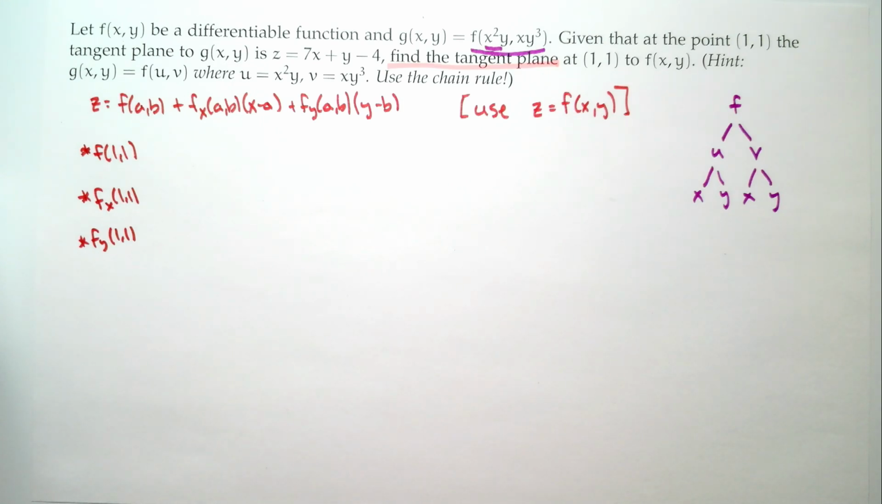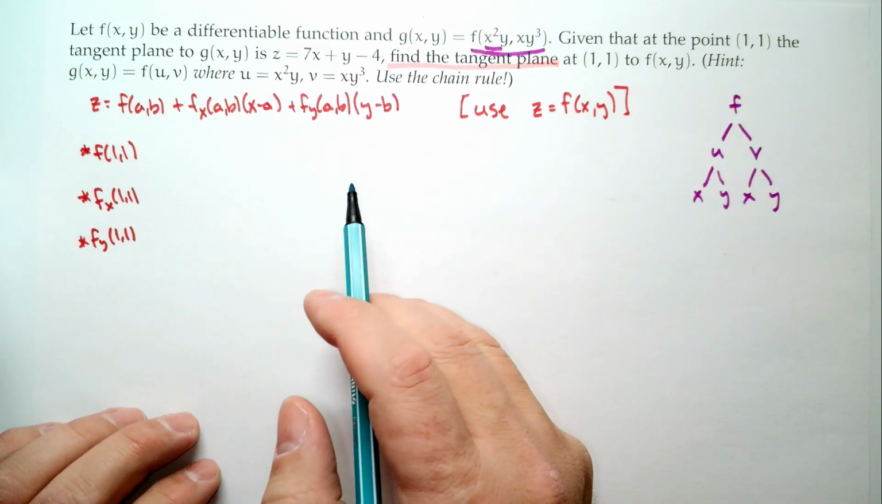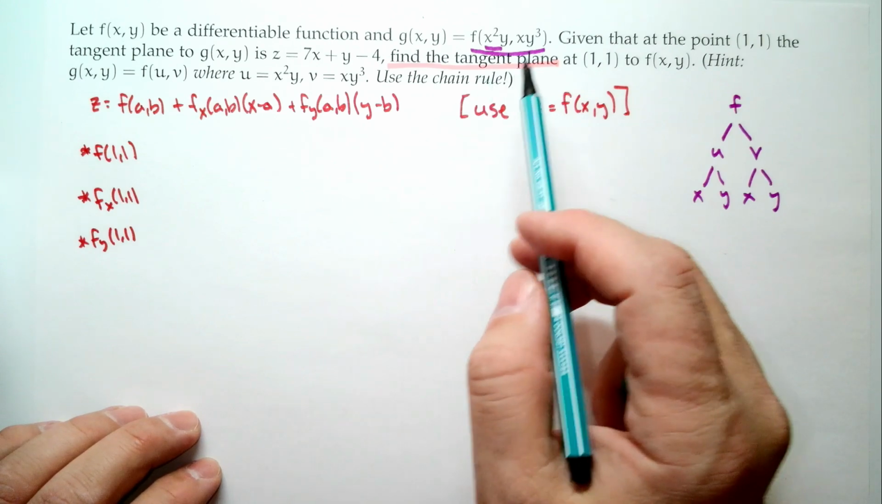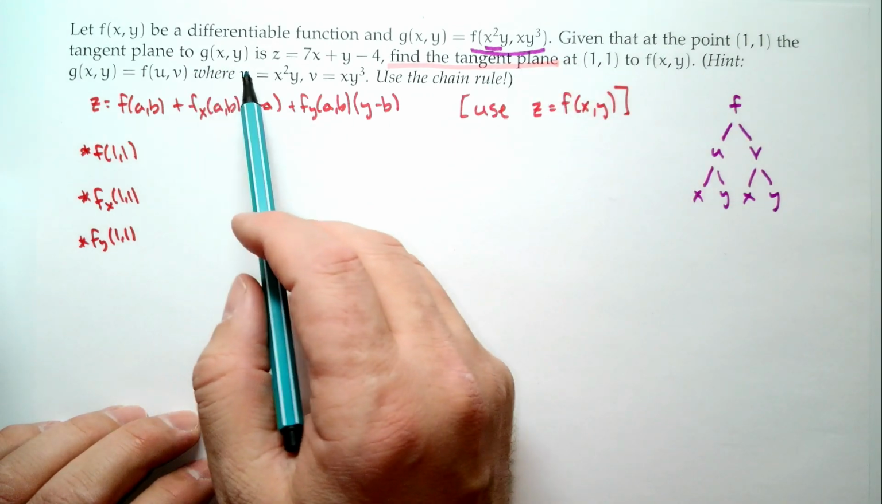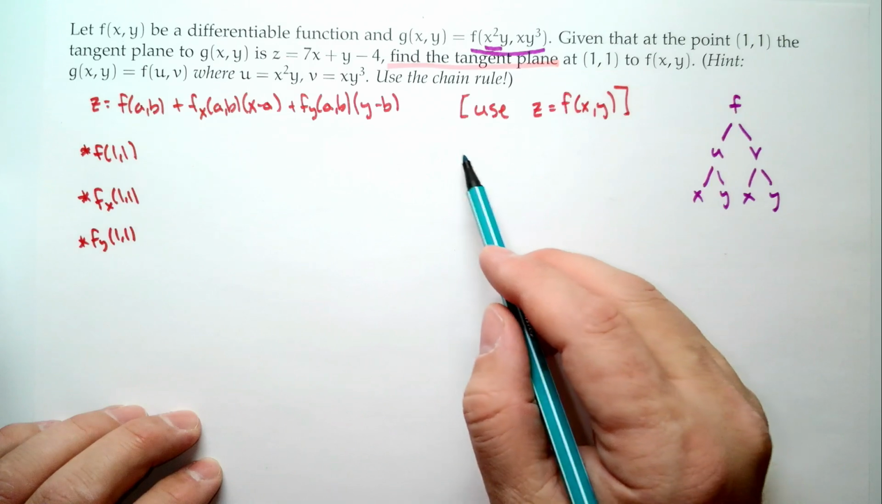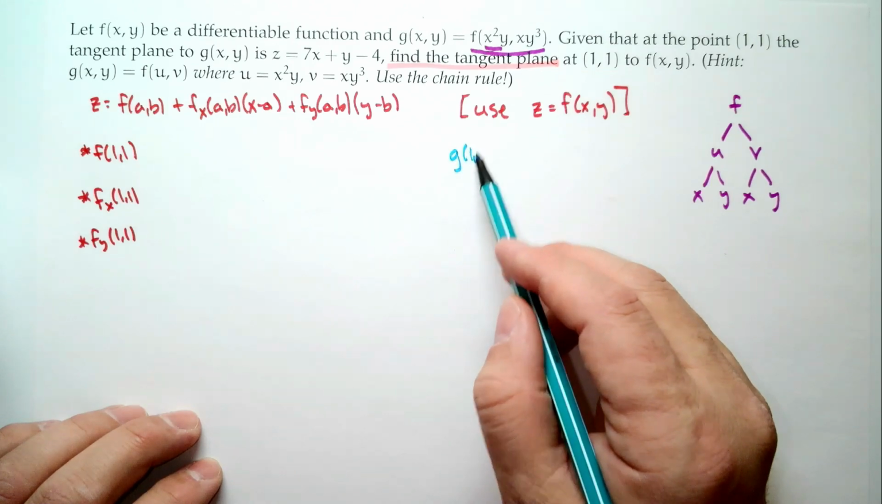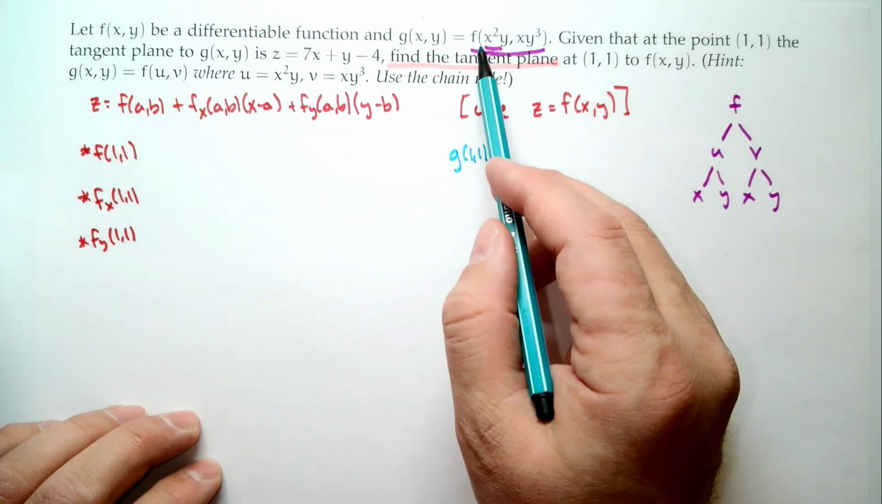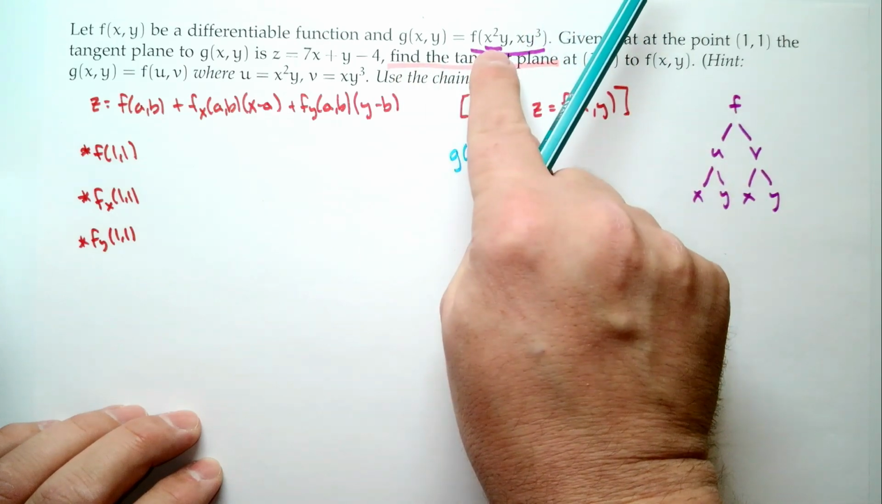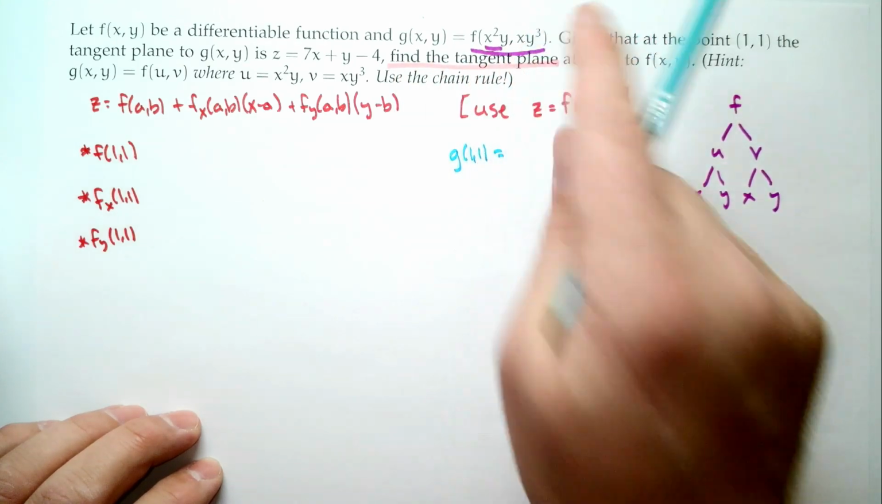So let's go through these in probably order of increasing difficulty. Suppose I wanted to find f at (1, 1). Well, here's some good news. Notice I have the tangent plane to g at (1, 1). And what do I know? I know that g of (1, 1) is equal to f at (1, 1), because 1 squared times 1 and 1 times 1 cubed is still 1.